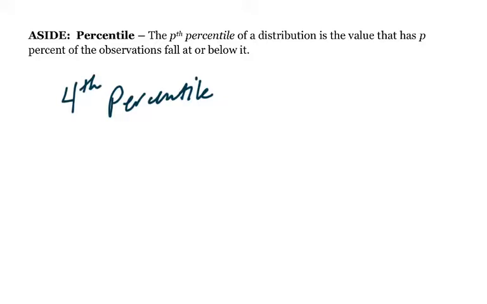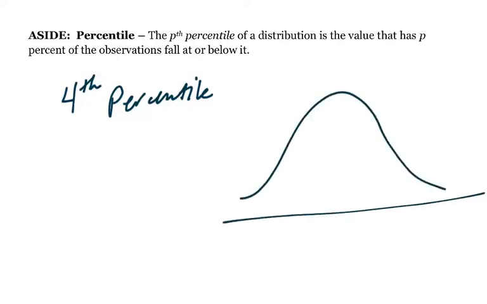But this is actually important because what we're going to talk about with the normal curve is z-scores. And when we look at a z-score, you're looking at a score compared to the mean that tells you what percentage of the data set is to the left of that value.